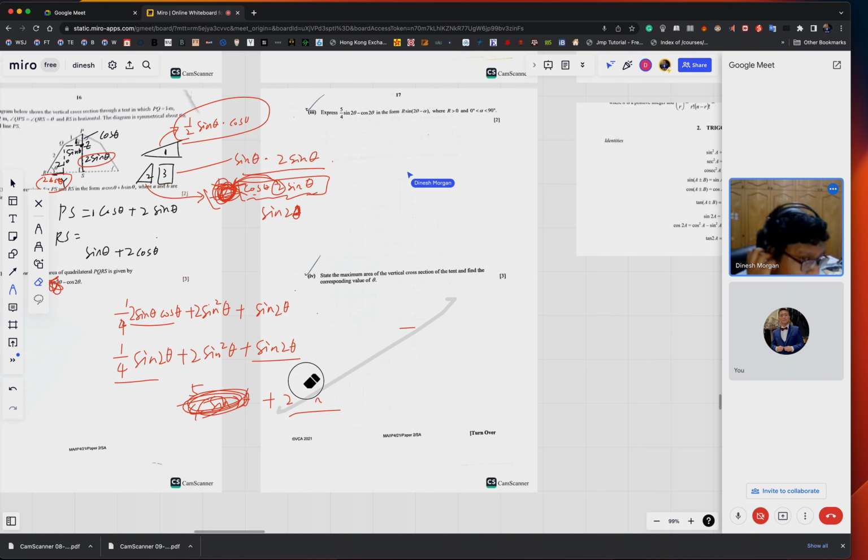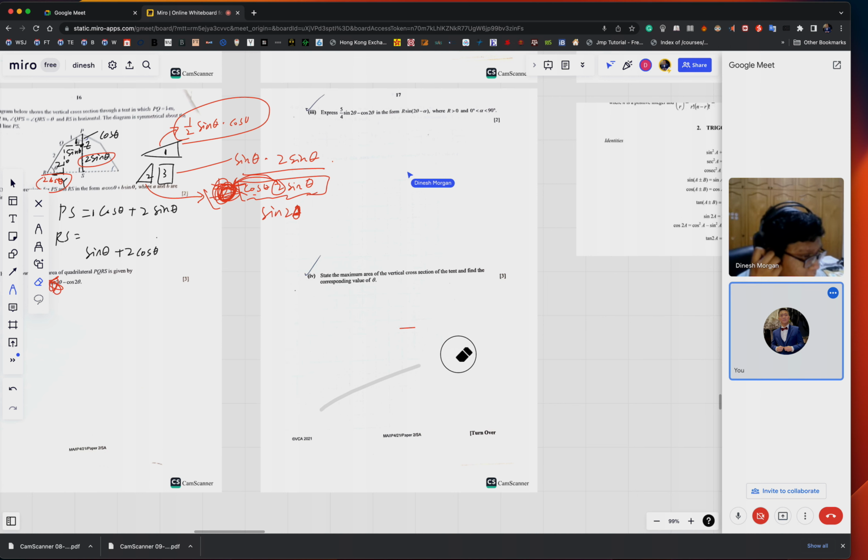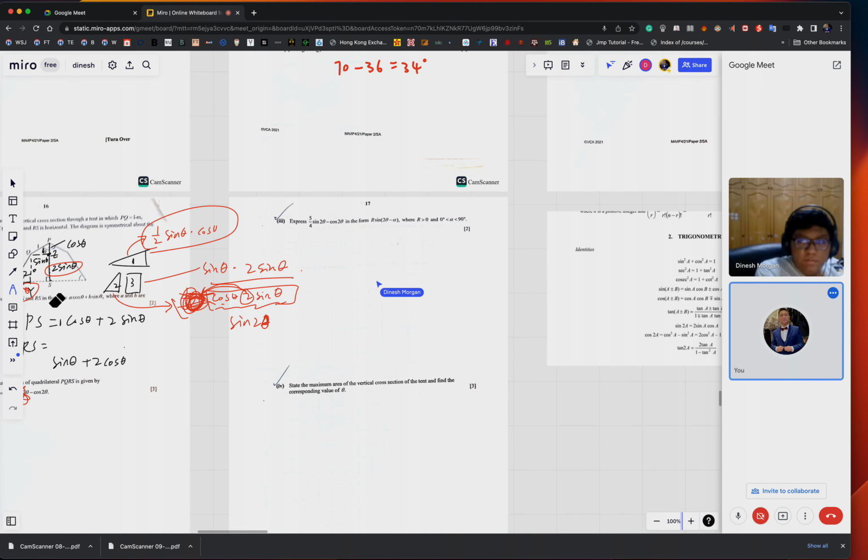Express it in the form of R. So this one is the R formula, but you might not want to use the R formula. You talk about memorizing it, but we learn how not to memorize it, but do it on the spot. So for this one, you have R, then you have sine 2 theta times cosine alpha, then minus cosine 2 theta times sine alpha. Then you have R inside.